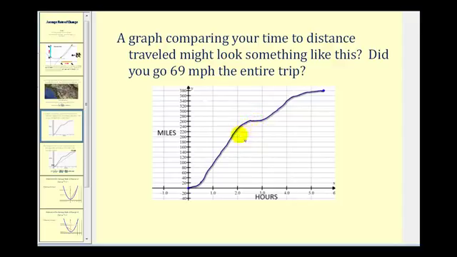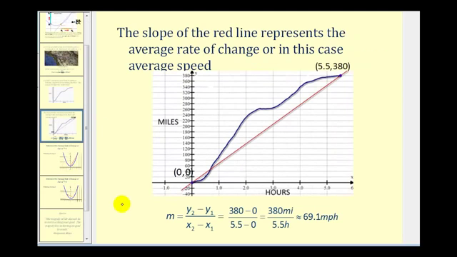So if we pick 2 points on this graph and sketch the secant line, the slope of that line would be our average rate of change on that given interval of time. So for example, if we look at the secant line from where we started to where we end, the slope of this red secant line will be approximately 69 miles per hour.